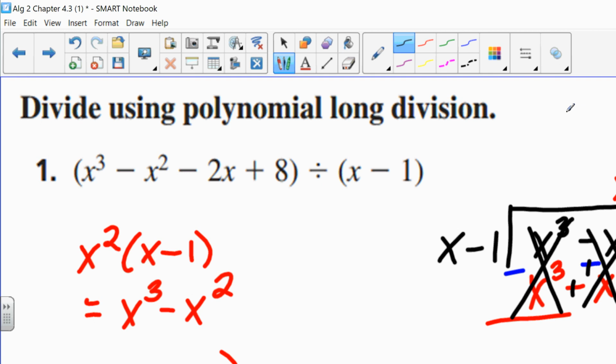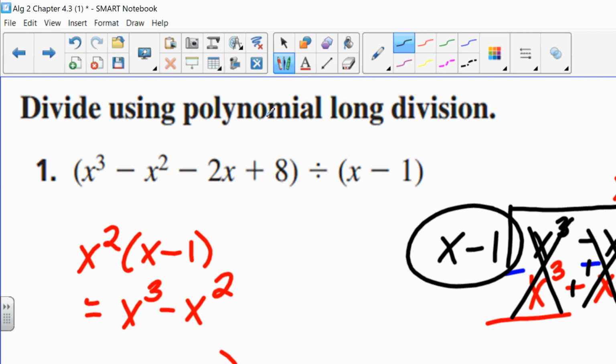Because when we did it before, the first one that we looked at, 3 over 13, because 3 was the remainder and 13 is what we were dividing by. Here, what we're dividing by is x minus 1. So it's going to be the remainder over x minus 1.